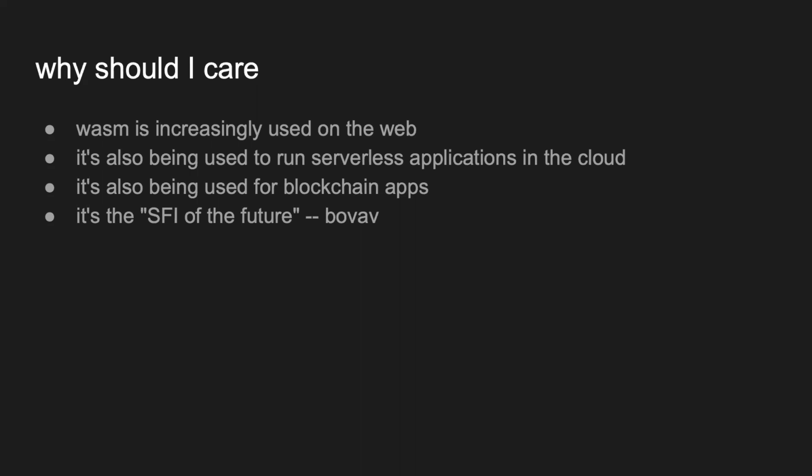And one thing that's pretty interesting is Wasm is actually being used for blockchain applications. For example, the blockchain Ethereum is exploring adding a WebAssembly subset as its virtual machine to replace EVM, which is what they have right now. So ETH 2.0, when it rolls out, all of the blockchain applications will be running on WebAssembly. And also, our favorite professor Bovov says it's the SFI of the future. What does that mean? I'm not sure, but yeah.